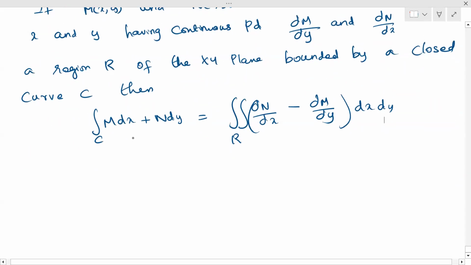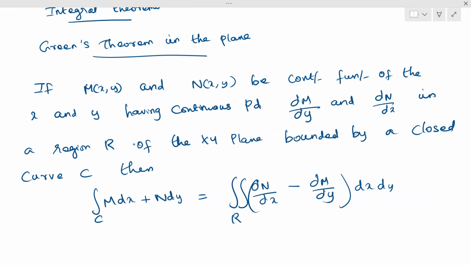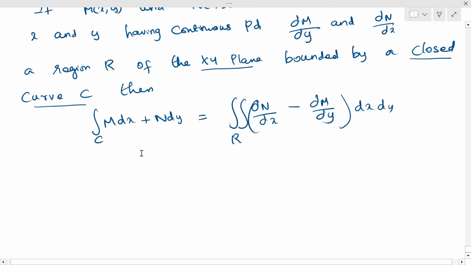Here C is the curve and it is traversed in the counterclockwise direction. Here the very important point is we are working in the xy plane and bounded by a closed curve C. And this Green's theorem gives the relation between line and double integral. Now we do the problem under Green's theorem.